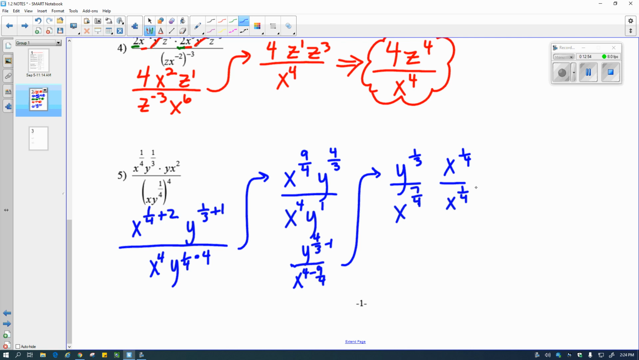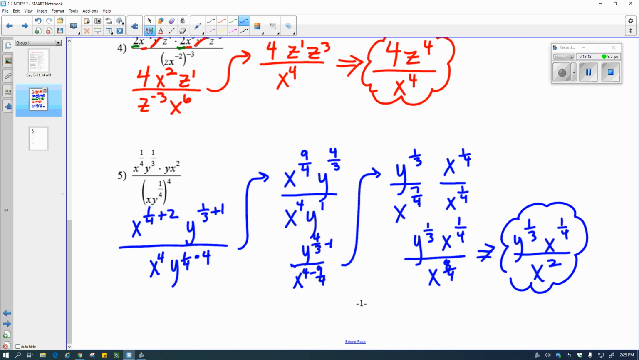And so when I do that, I'll have y to the 1/3, x to the 1/4, over x to the 8/4, or better than that, y to the 1/3, x to the 1/4, over x to the 2nd. Now, people say that doesn't look simplified, but it's what we call rationalized. We rationalized the denominator, getting rid of any rational exponent in the denominator. And so I know that I have an x on the top and on the bottom. I want to make sure that I leave those there. All right. I am finished now with that problem.